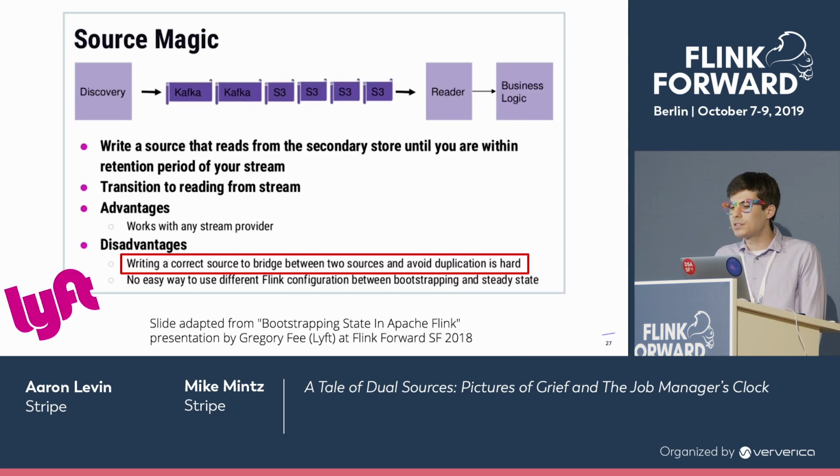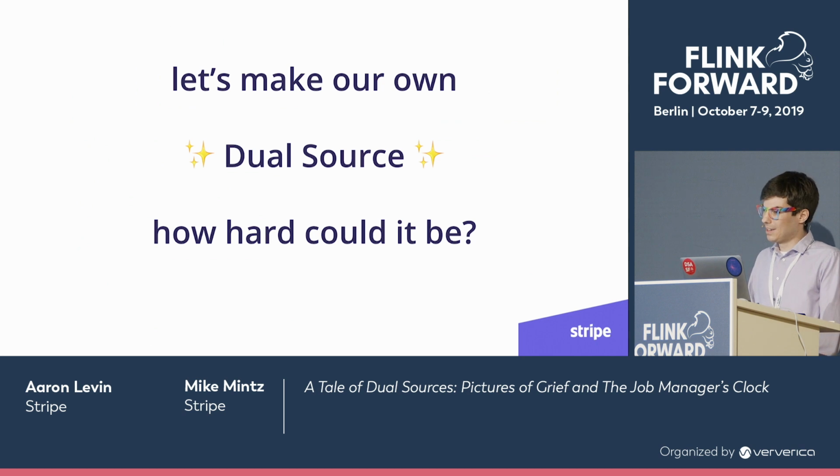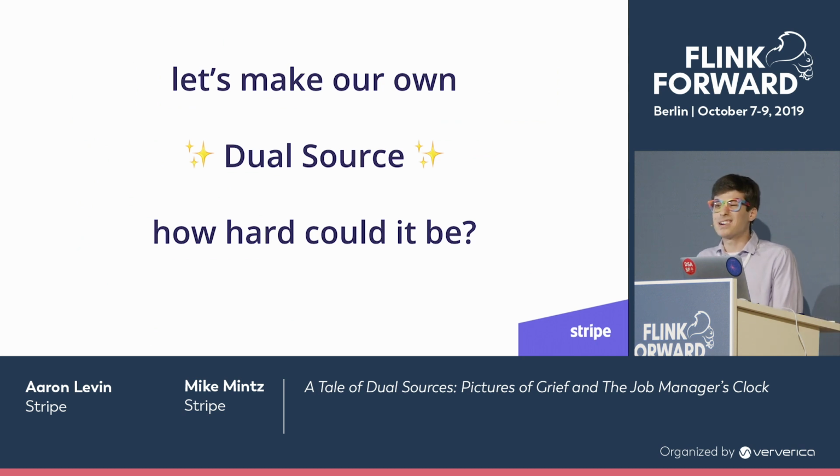Apparently, writing a correct dual source without deduplication is hard. But how hard could it really be? We record our Kafka offsets in our S3 archives, so it should be quite straightforward to cut over from S3 to Kafka without any duplication. Let's see how this might work.